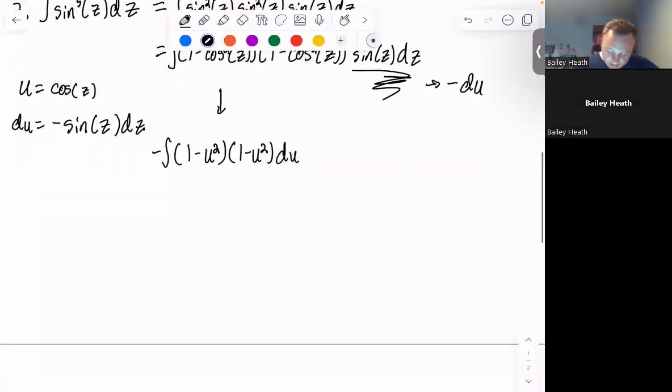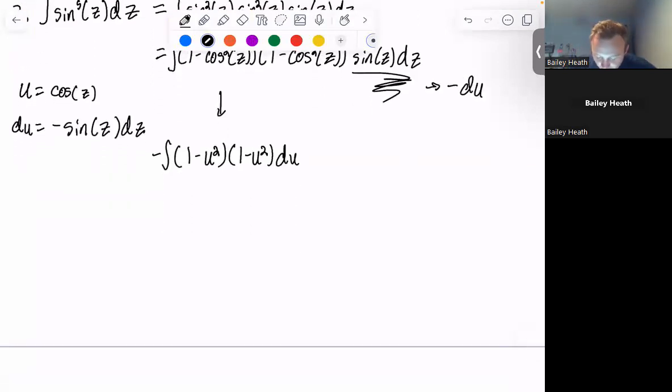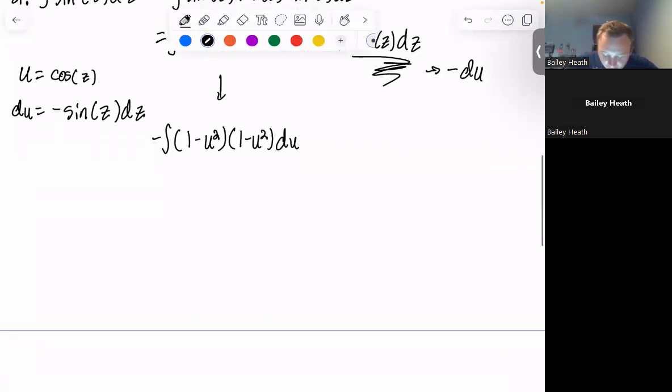Okay. Now, where are we going to go from here? Well, from here, this is something that we can work with much more nicely. We can go ahead and FOIL this out, and we're just going to get a nice polynomial. If we do that, we're going to get 1, and then a minus u squared and another minus u squared, by doing my foiling. So I'll actually get minus 2u squared. And then I'll get a plus u to the 4th du.